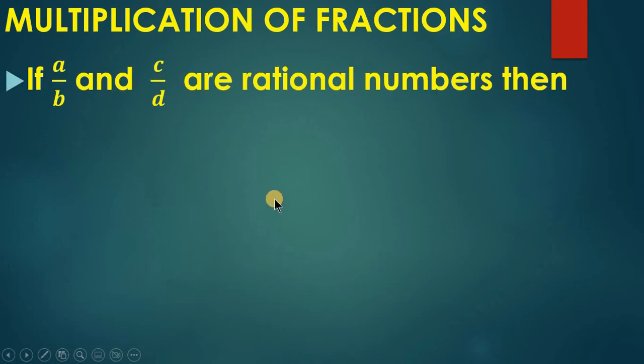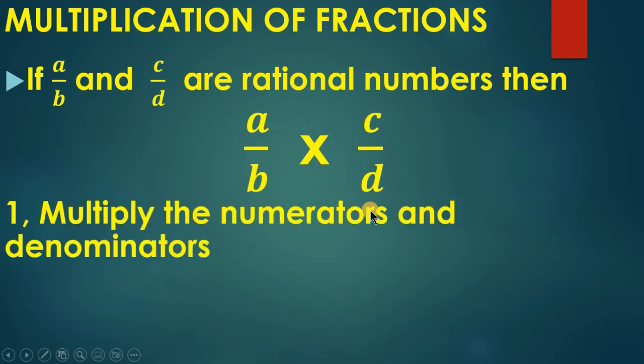If a over b and c all over d are rational numbers, then we have a all over b multiplied by c all over d. Ayan, so anong gagawin natin? So multiply the numerators and the denominators. So ano nga ba yung mga numerators natin? So we have a and c. So kapag pinag-multiply natin yan, so a times c is syempre ac.